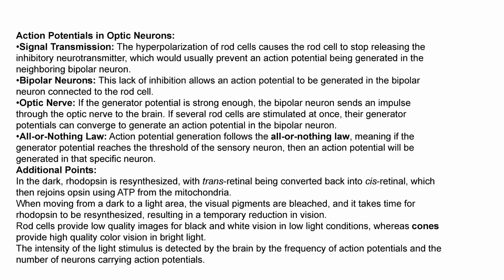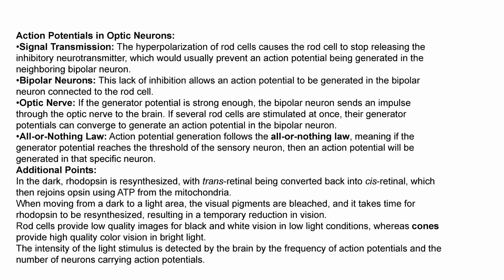Action potential in optic neurons. The hyperpolarization of rod cells causes the rod cell to stop releasing the inhibitory neurotransmitter, which would usually prevent an action potential being generated in the neighboring bipolar neuron. This lack of inhibition allows an action potential to be generated in the bipolar neuron connected to the rod cell. If the generator potential is strong enough, the bipolar neuron sends an impulse through the optic nerve to the brain. If several rod cells are stimulated at once, the generator potential can converge to generate an action potential in the bipolar neuron.